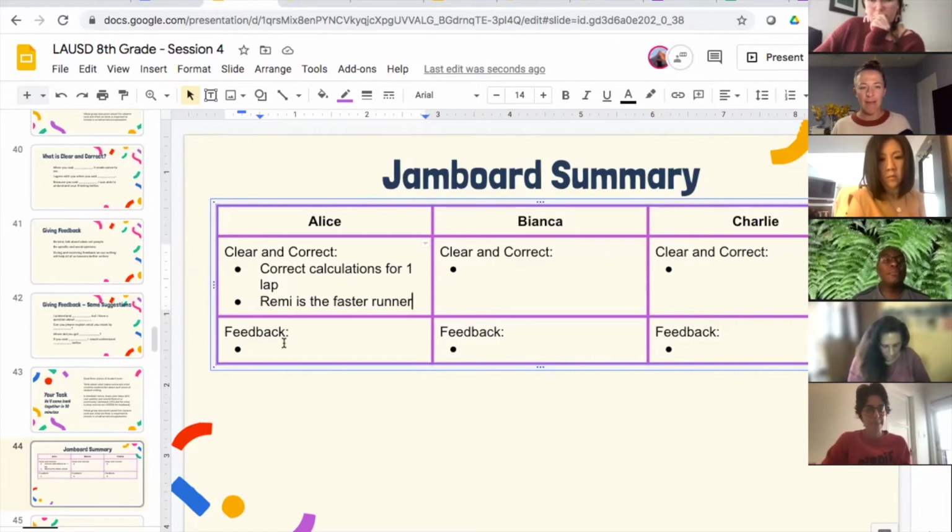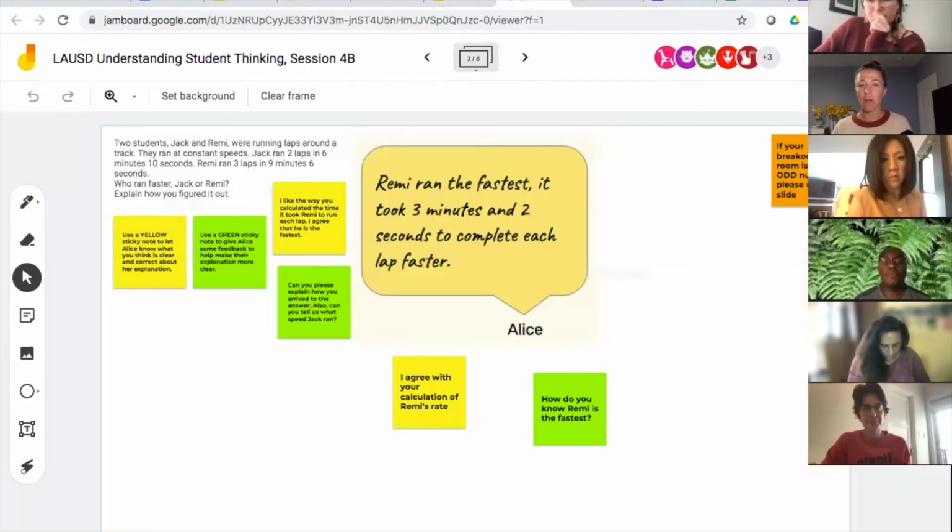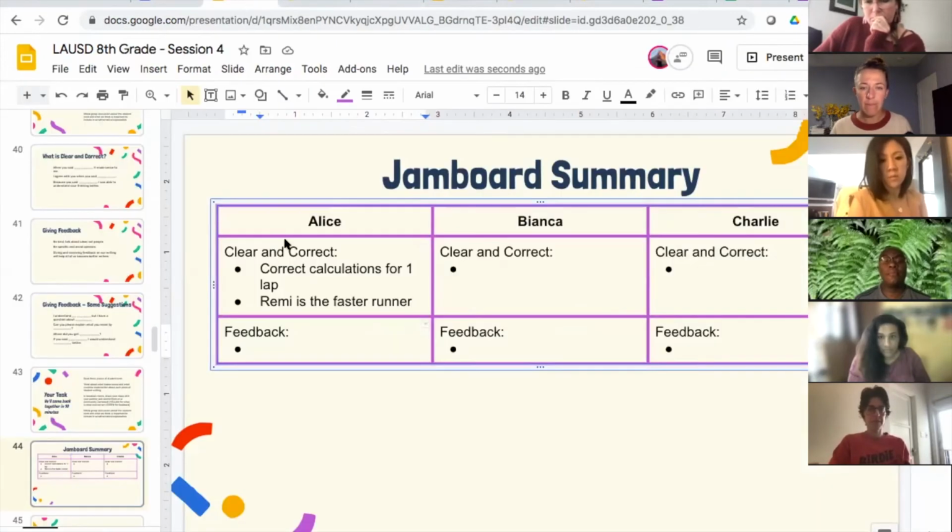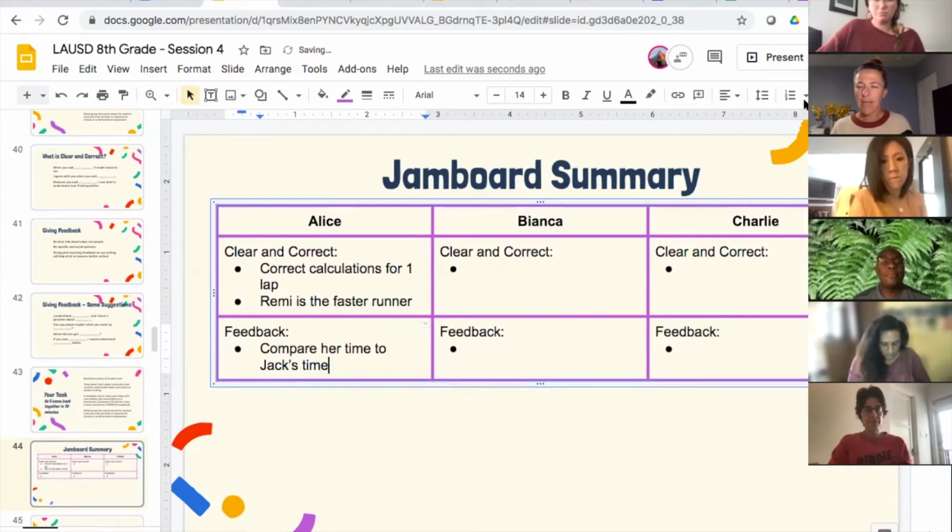What about any feedback that you might give Alice? What would make Alice's explanation even more convincing? Let's see. How do you know that Remy? Yeah, I was going to say for me, it would make it more clear if she compared the two to really show that Remy did run the fastest. Thanks, Danita. Yeah, I think that it would be even better if Alice sort of drew that final comparison.